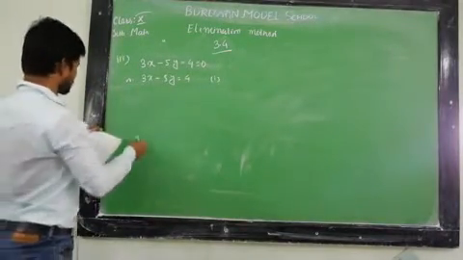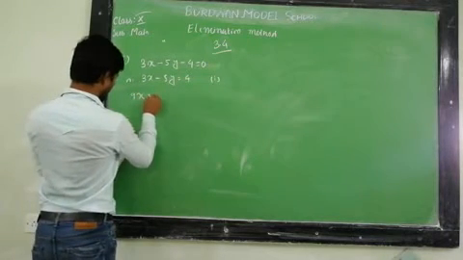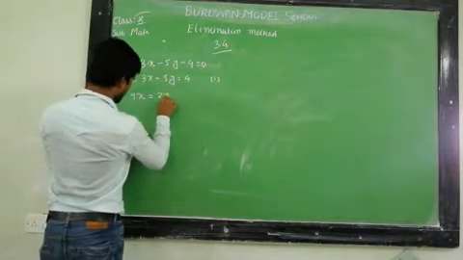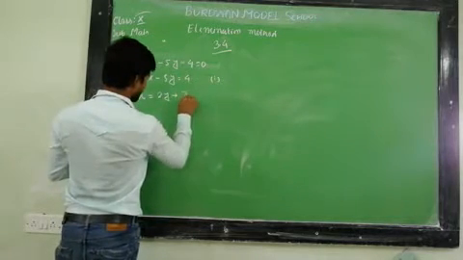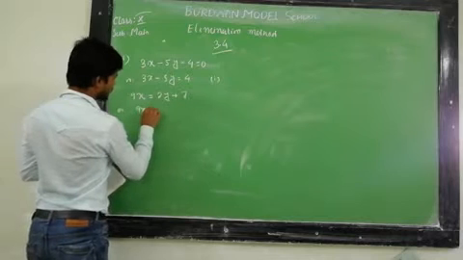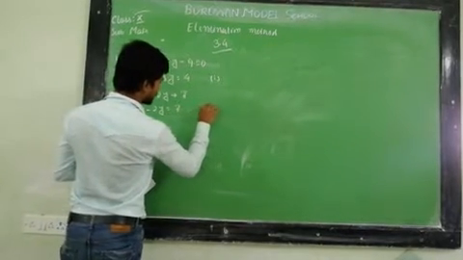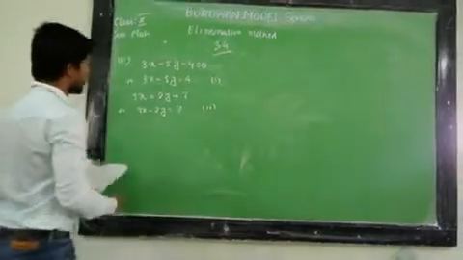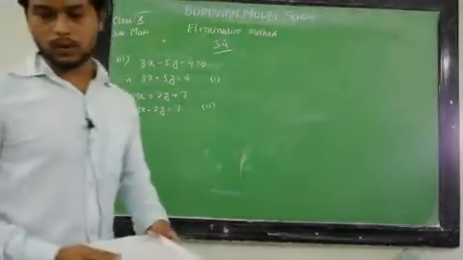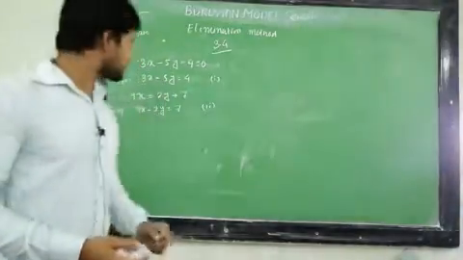And the second equation is 9x is equal to 2y plus 7. That means 9x minus 2y is equal to 7. This is our equation number 2. Now we have to solve equation number 1 and equation number 2 by elimination method.